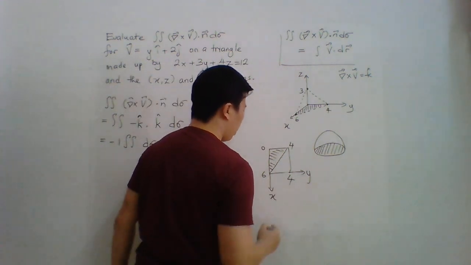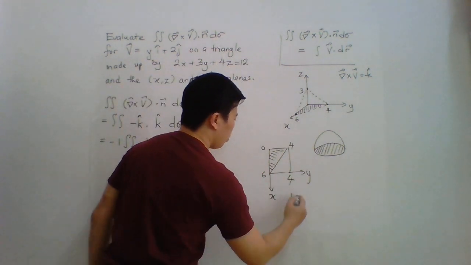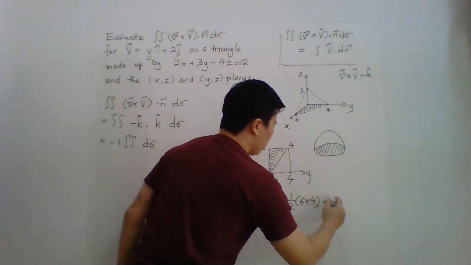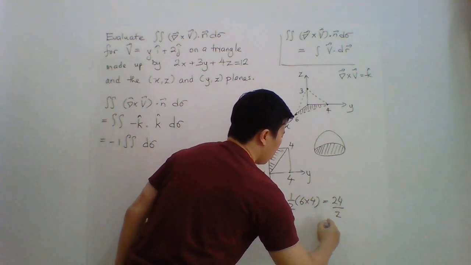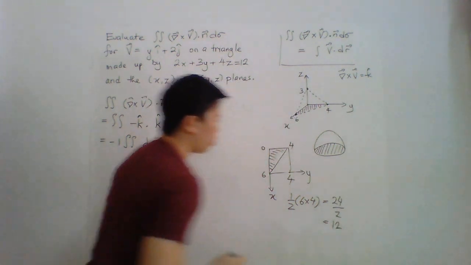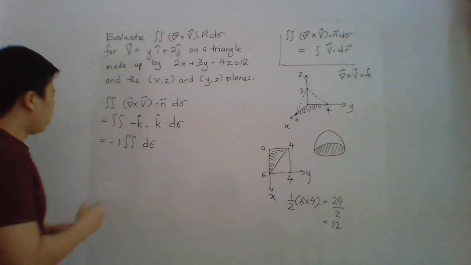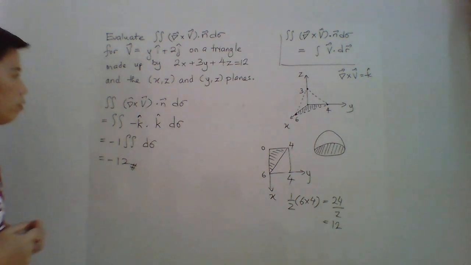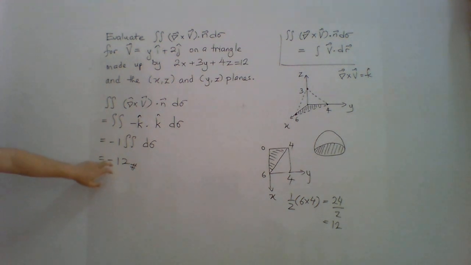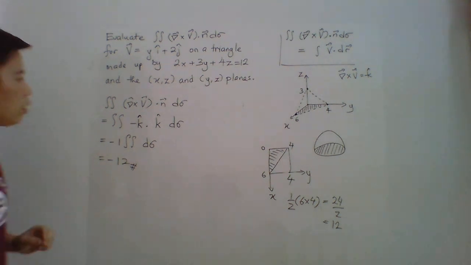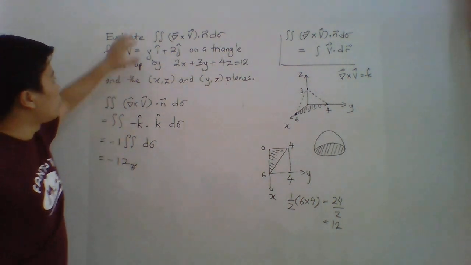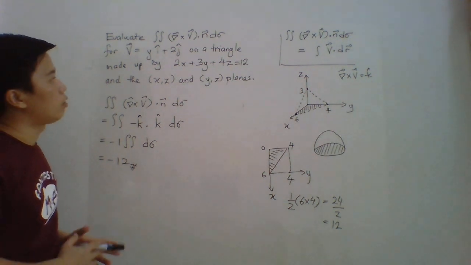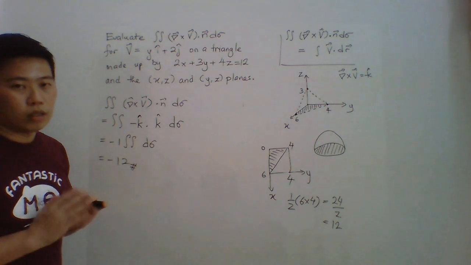So the area of this triangle is going to be half of 6 times 4, right? So 6 times 4 is 24 over 2, and this is going to be equal to 12. So here this is going to be equal to the negative 12. Right, so this is the answer that we got if you evaluate this integral using the Stokes theorem on the right hand side, where you do an integral over the surface.